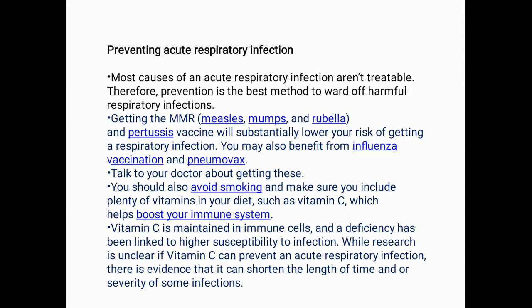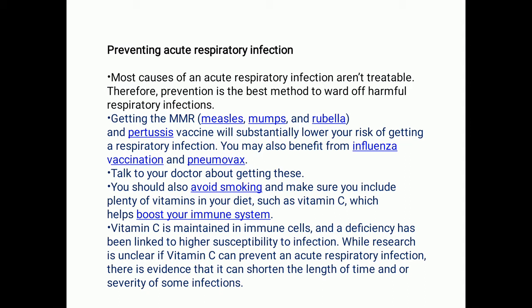How do we prevent acute respiratory infection? Most causes of acute respiratory infection are not treatable. Therefore, prevention is the best method to ward off harmful respiratory infection. Getting the MMR, that is measles, mumps, and rubella, and the pertussis vaccine substantially lowers your risk of getting a respiratory infection.